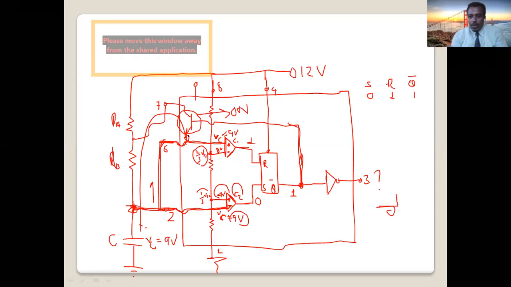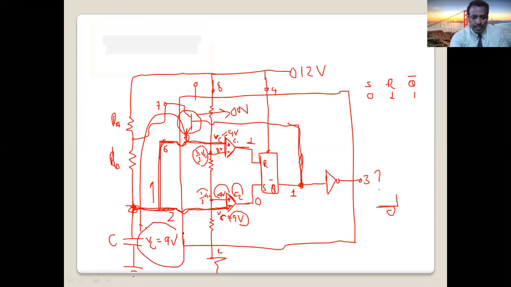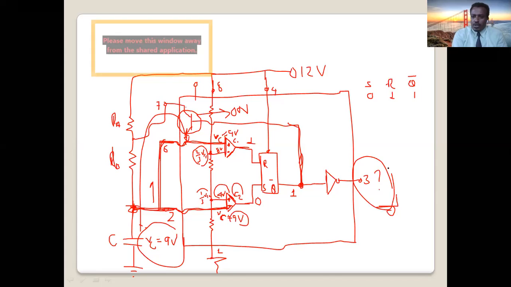Okay, this way, the voltage across the capacitor, VC, controls what? Controls our output on and off. It also controls the time period, for how much time the output is on, how much time the output is off.